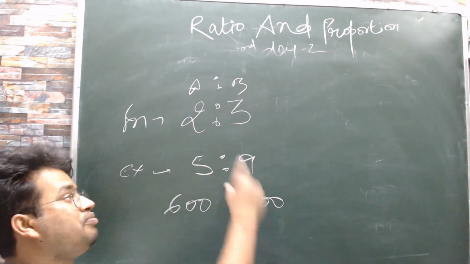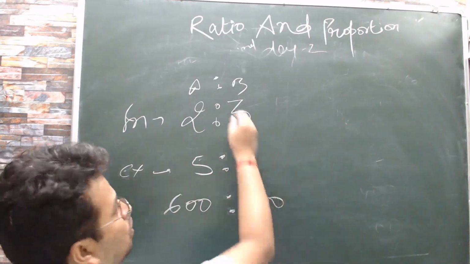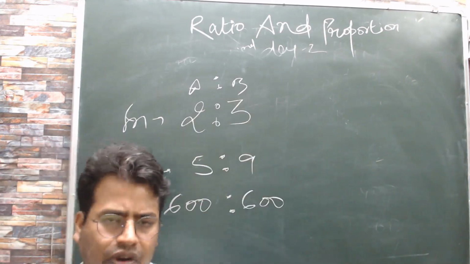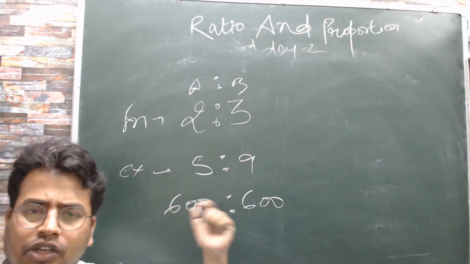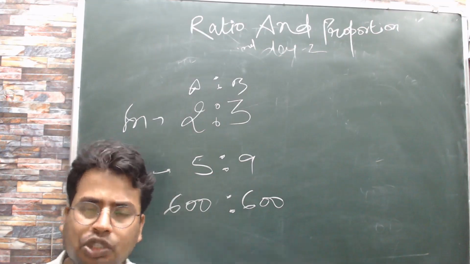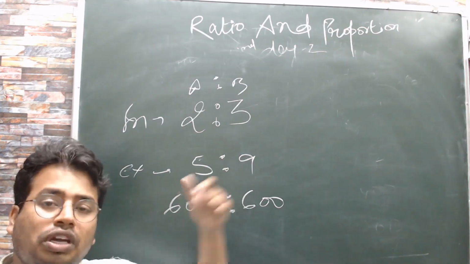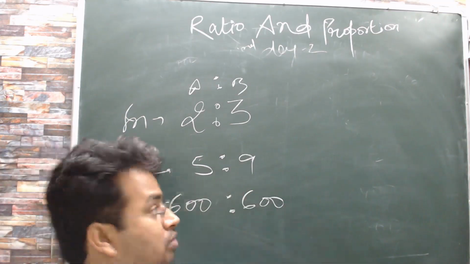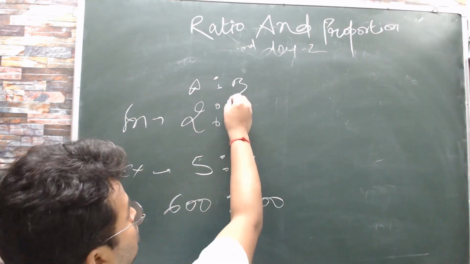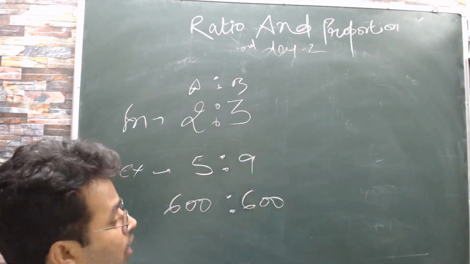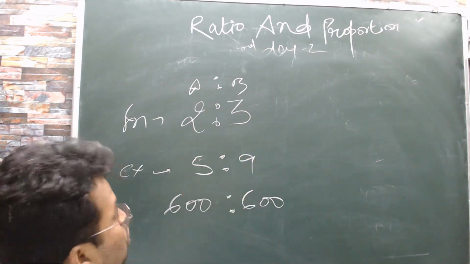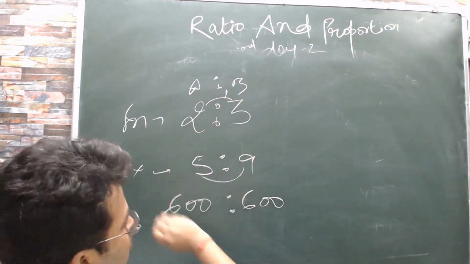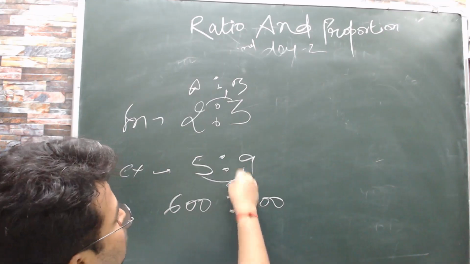So we need to make this ratio true. Whenever you have this situation, not only here, everywhere, in every chapter, you will require this method to make the true ratio. So see how you will make the true ratio. What is the difference of this one? 1. What is the difference of this one? 4. So multiply this 4 here and here.